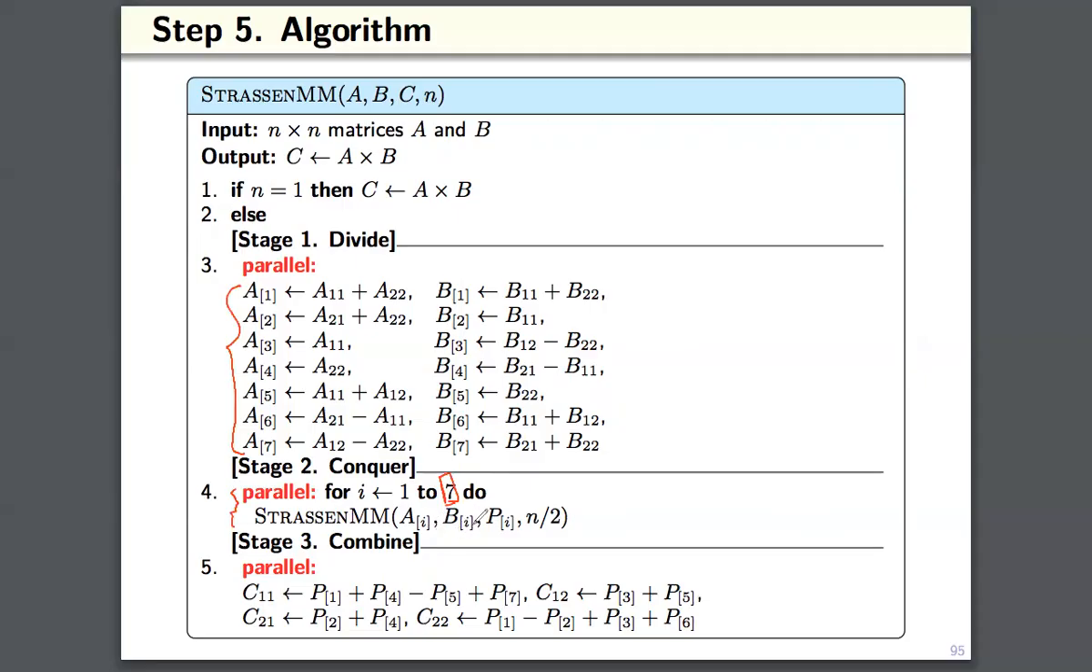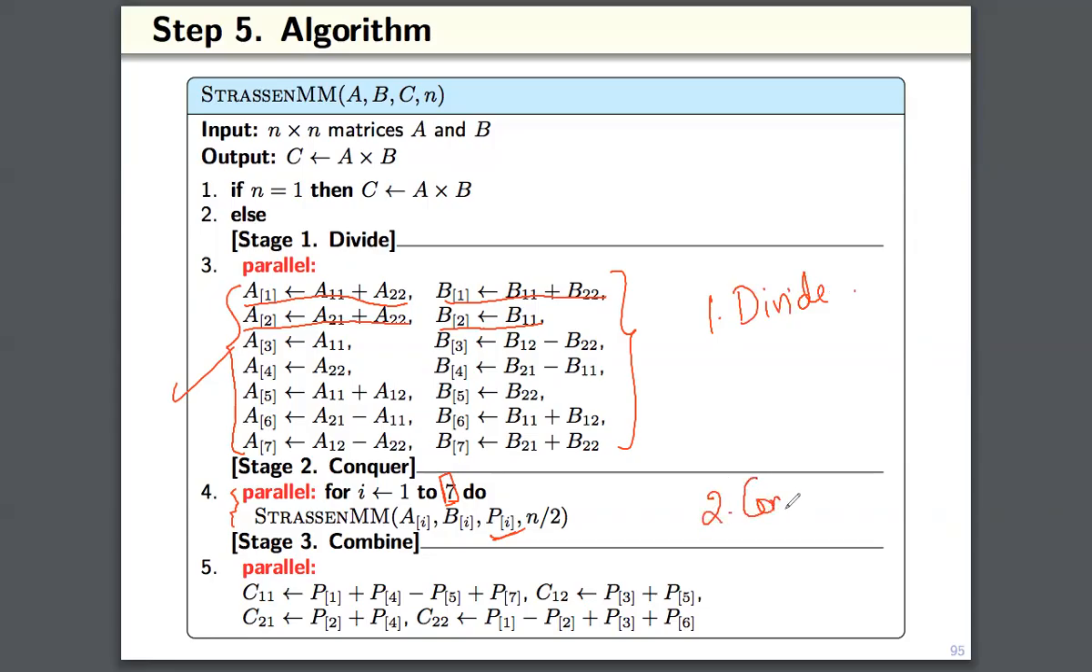A1 times B1 gives you product 1. A2 times B2 gives you product 2, and so on up till 7. A1 is computed like this. A2 is computed like this. How? Using the quadrants of A. Similarly, B1 is computed using the quadrants of B. B2 is computed using the quadrants of B. So we know how to compute A1 to 7, given these formulas, and B1 to 7, given these formulas. So this is the divide step.